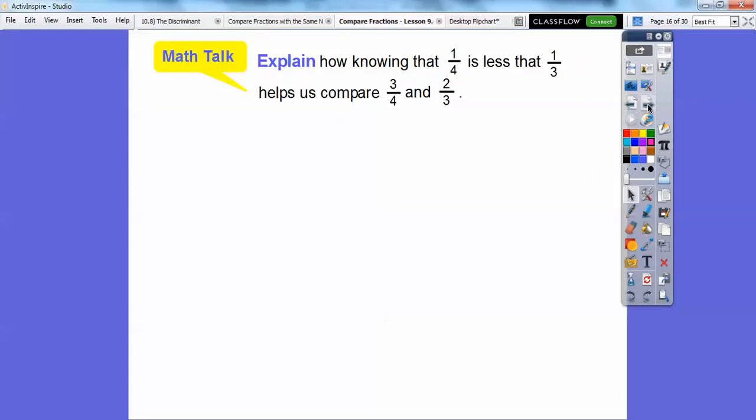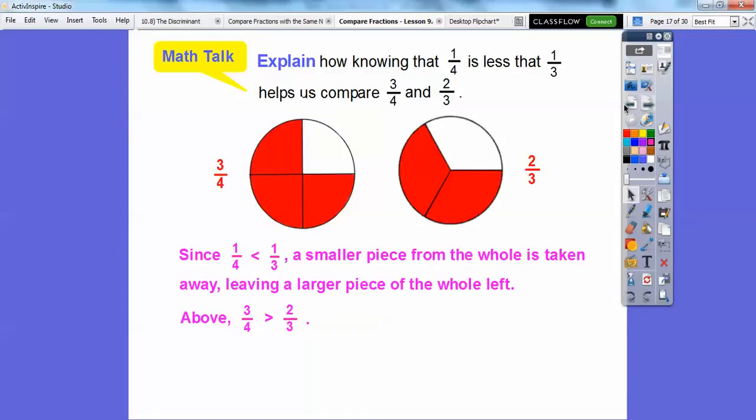Explain how knowing that 1/4 is less than 1/3 helps us compare 3/4 and 2/3. Okay, so we can do the missing piece thing again right here. If we know that 1/4 is less than 1/3, can you see 1/4 right here is less than 1/3? Here, one of these is not shaded out of the 3. Here, one of these is not shaded out of the 4. Okay, this 1/4 is less than 1/3.